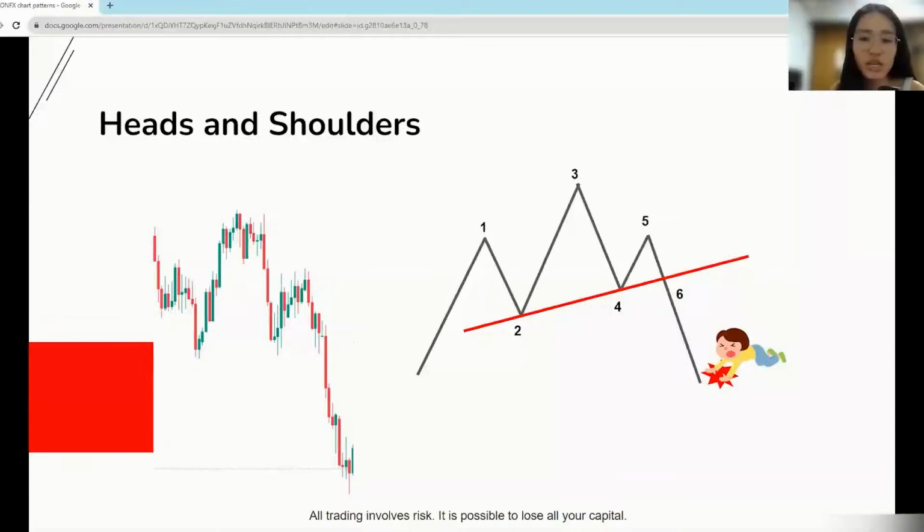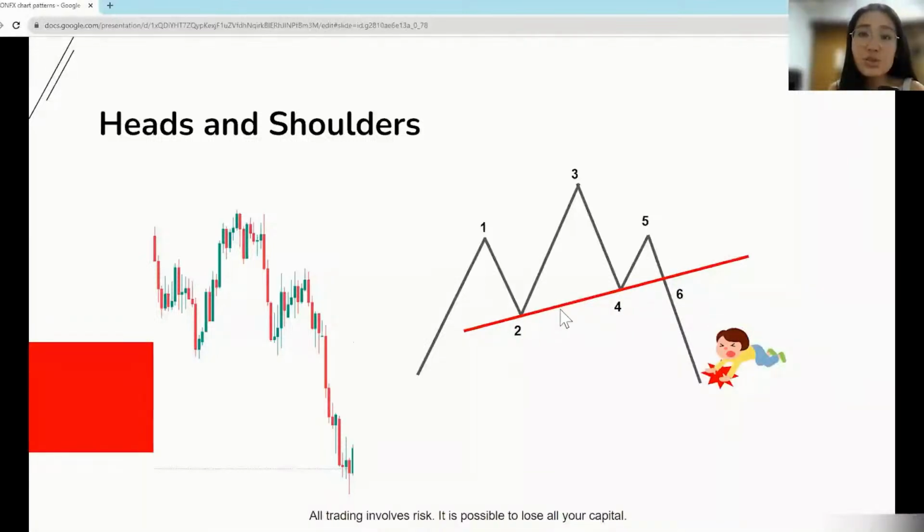This begins with an uptrend with two higher highs. So you can see from the example here, the higher highs would be number 1 and number 3, and the two higher lows here will be 2 and 4, and these form the left shoulder and the head. So the left shoulder is here, the head is here. Point 5 over here makes a lower high, which is lower than points 3 and 1, and this forms the right shoulder.